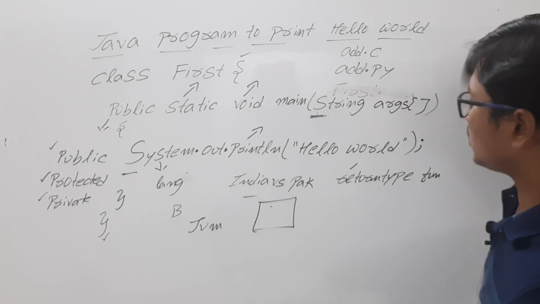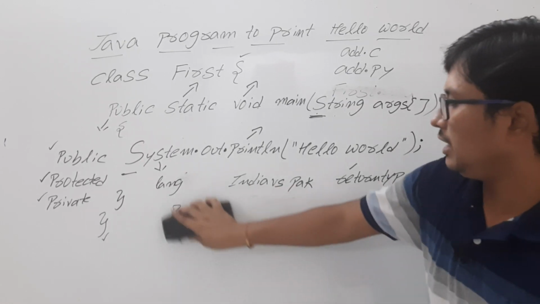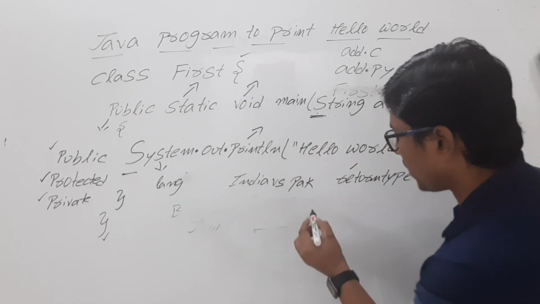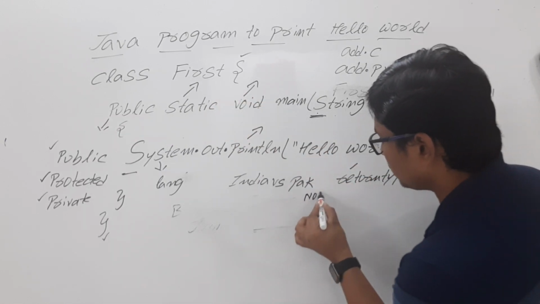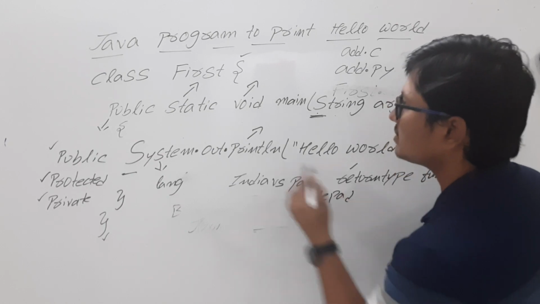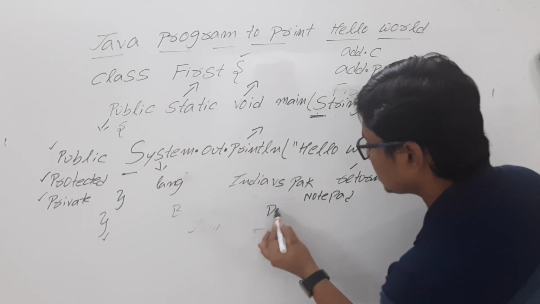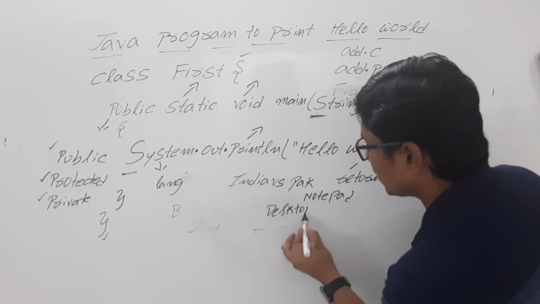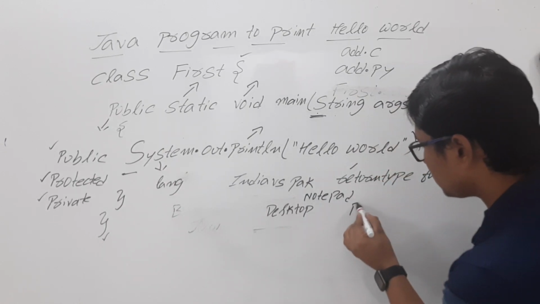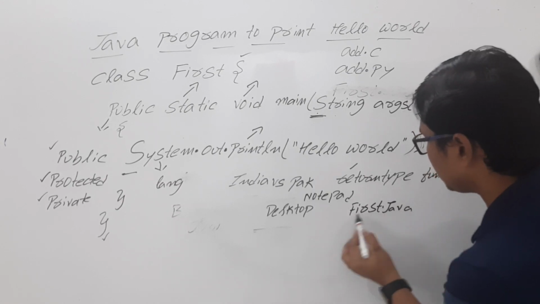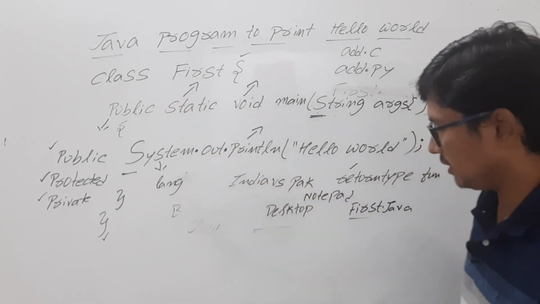Then you can ask me, sir, how to execute this program? Let me discuss it. Suppose you have opened the notepad and typed this entire program and saved it on the desktop as First.java. This is compulsory: you should save it with whatever class name you have taken.